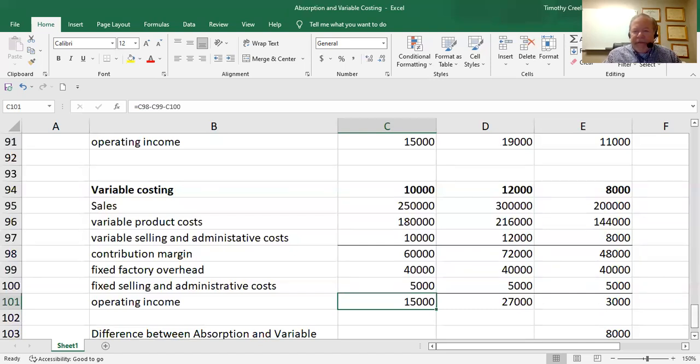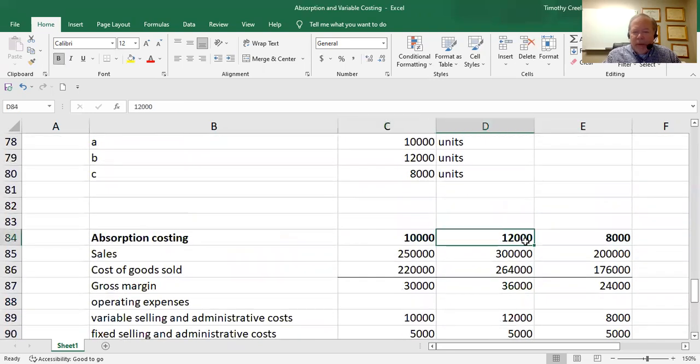Okay, so let's look at them now. What if we were to sell 12,000 units? Now, remember that we only produced 10,000. So in this case, we're selling more than we produce. So we would come up with our sales the same way as we did last time. We would take the units sold times the selling price per unit, which is $25 a unit.